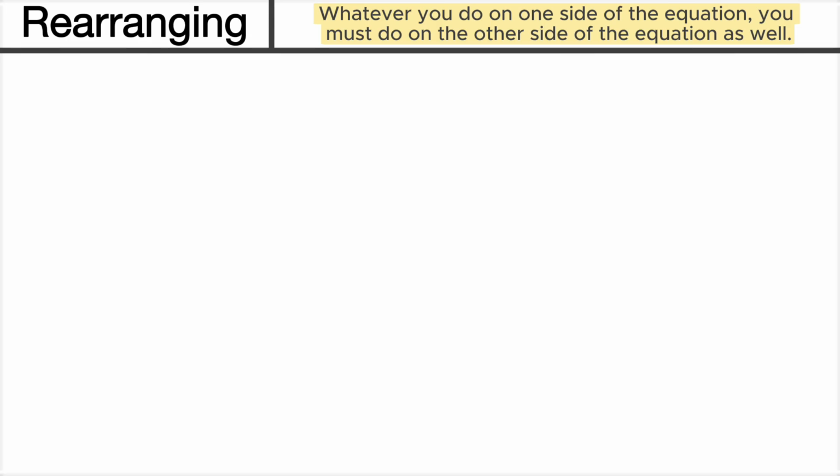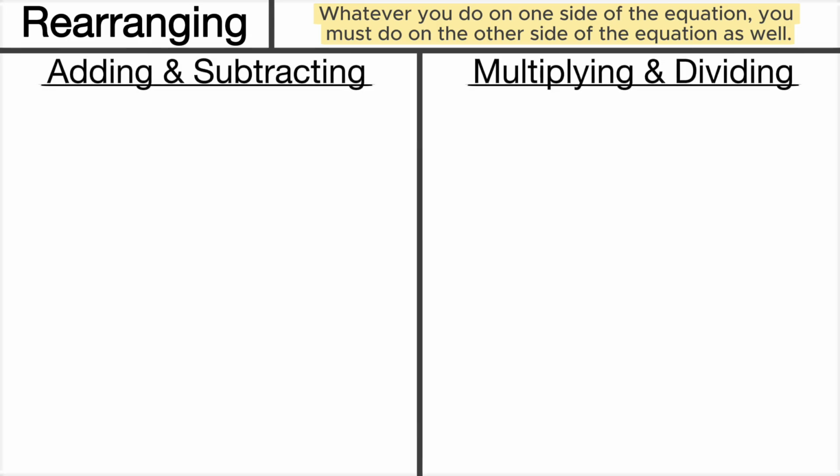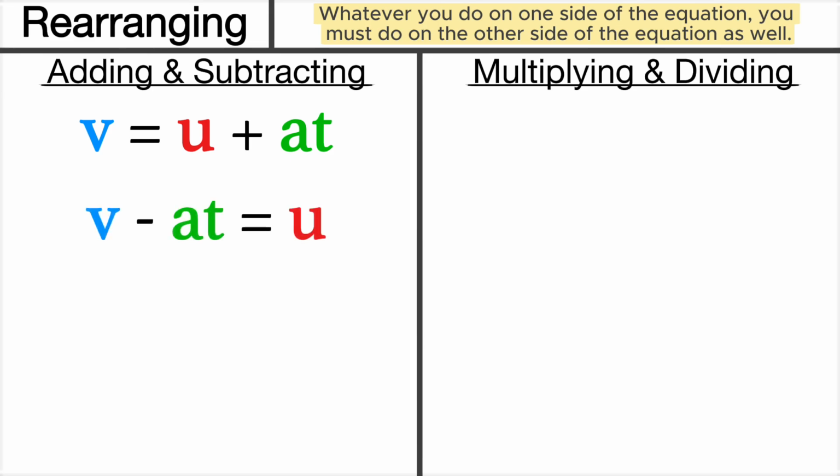when rearranging. When rearranging an equation, the first step is to deal with any parts of the equation involving addition or subtraction that aren't in brackets or part of a fraction. For example, in this formula, to make u the subject, we need to isolate it on one side of the equation. First, subtract at from both sides to get v minus at equals u. Now rewrite this with the u on the left side to get u equals v minus at.